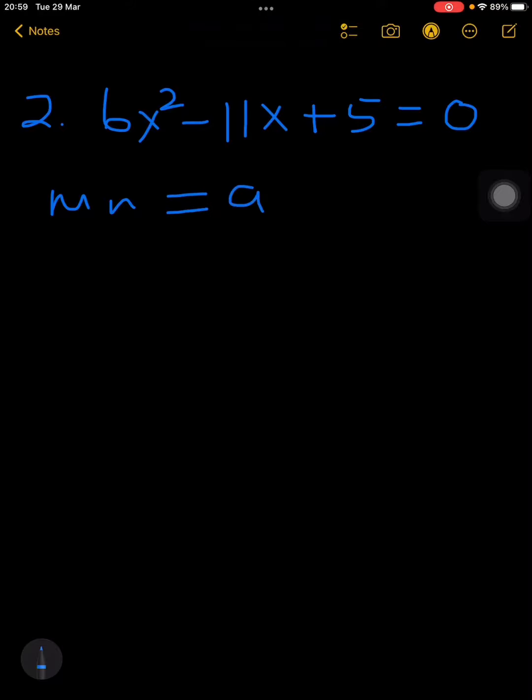Example number 2. 6x squared minus 11x plus 5 is equals to 0. Just the same way as you've done with example number 1, you ask yourself which two numbers, m and n, when I multiply them, I will get the value of a multiplied by c, but when I add them, I get the value of b.